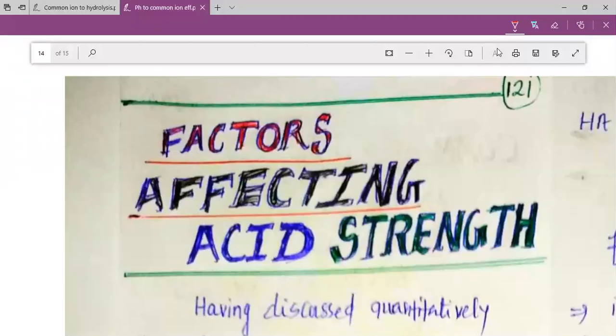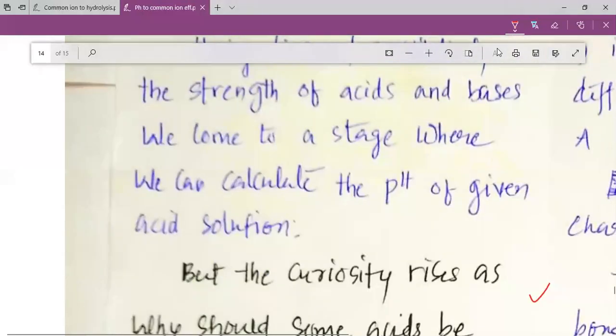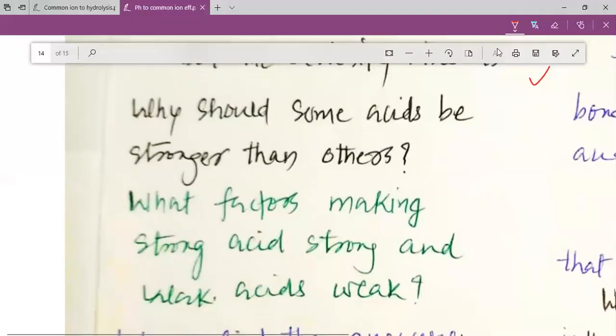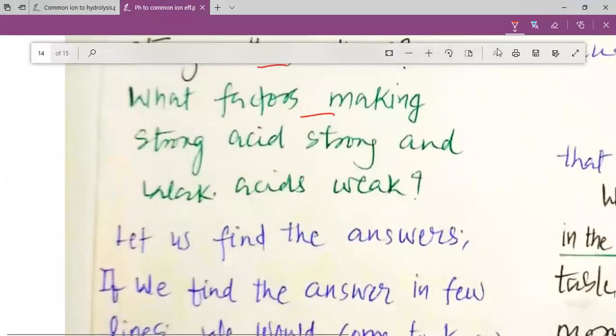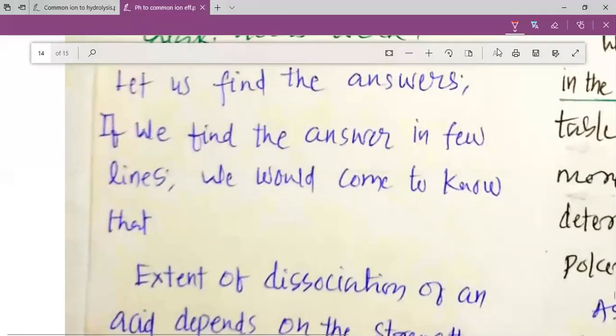So dear students, in the last period we have studied about the factors affecting the acid strength. There are various factors that affect our acid strength, especially when we want to study them in a particular group or in a particular period. But we need to know why some acids should be stronger than others, and what are those factors that determine whether the acid is weak or strong, whether the base is weak or strong. So let us find out the answer.